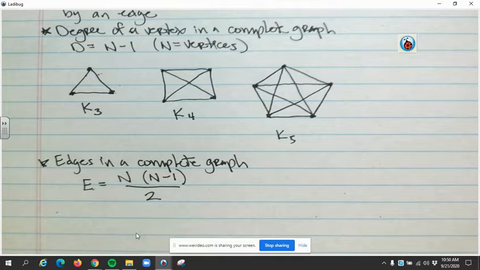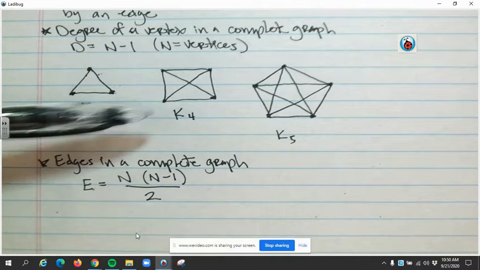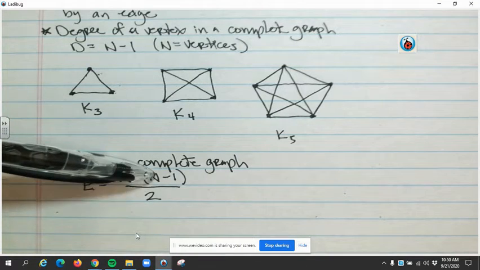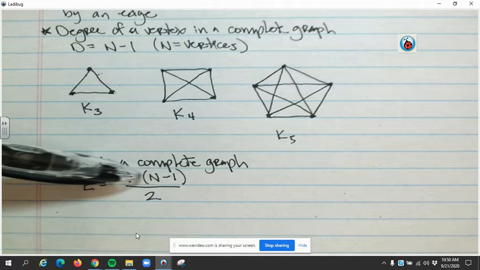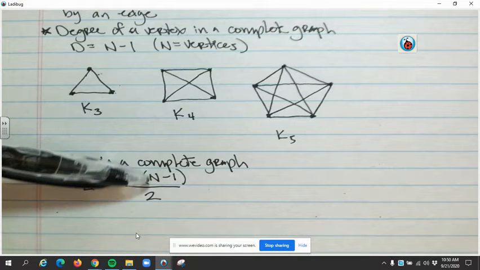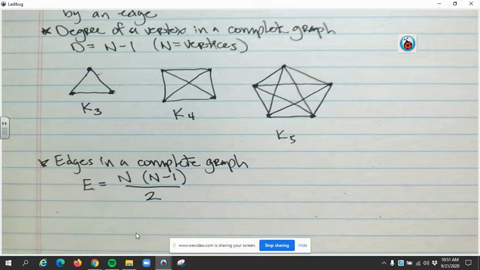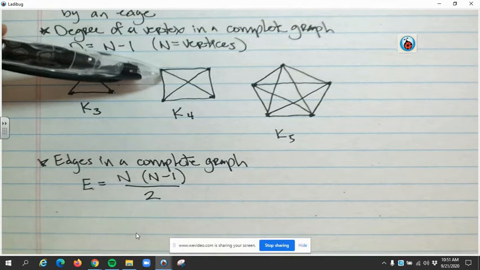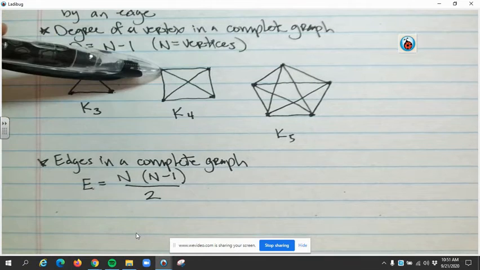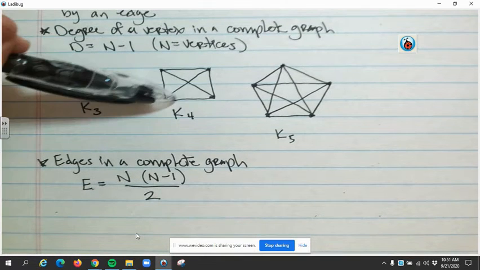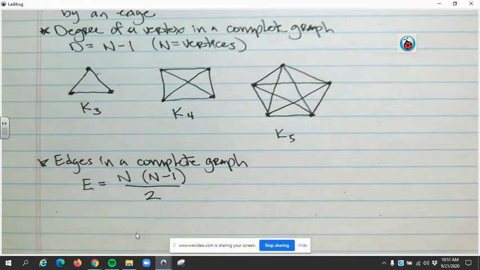We'll do it one more time. This complete graph has 4 vertices. Plug in 4. 4 times 3, which is 4 minus 1. 4 times 3 is 12. Divided by 2 is 6. So we count the number of edges up here. We got 1, 2, 3, 4 on the outside, 5, 6 on the inside, 6 edges for a complete graph.